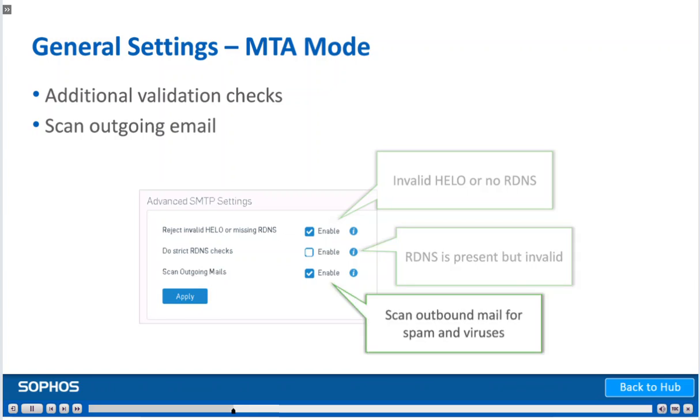And scan outgoing emails. Enable this to scan all outgoing email traffic. Email is quarantined if found to be malware infected or marked as spam. Out of these options, only Scan Outgoing Mails is enabled by default.